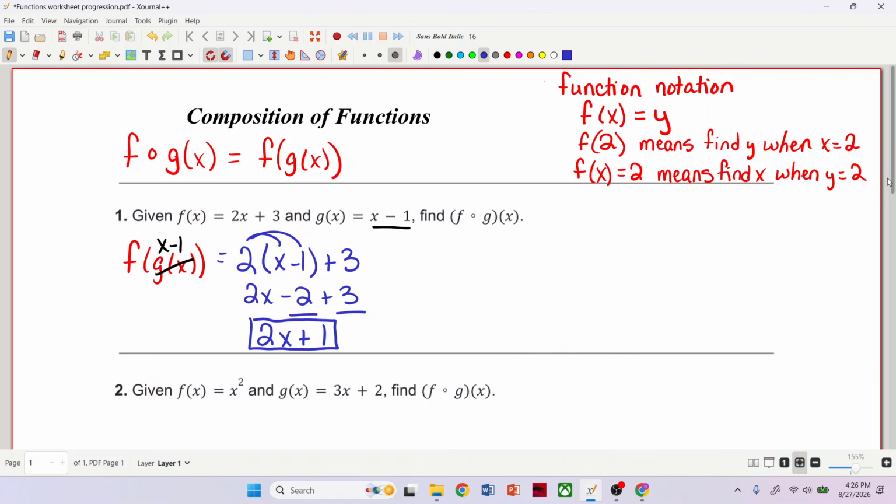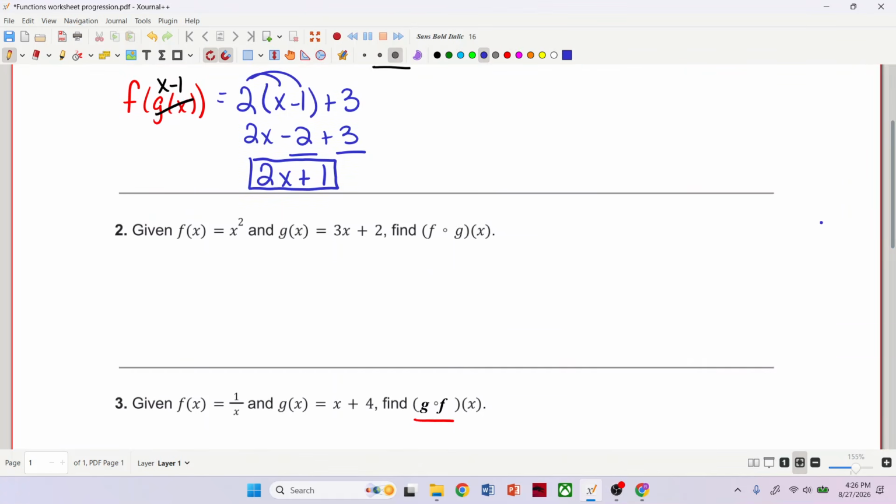Okay. On this one, we're doing the same thing. f of g of x. So we're taking g of x, so we're taking 3x plus 2 and plugging it into x squared. So we're just going to have 3x plus 2 squared. Now, a lot of times they're okay with this. You don't have to simplify it.